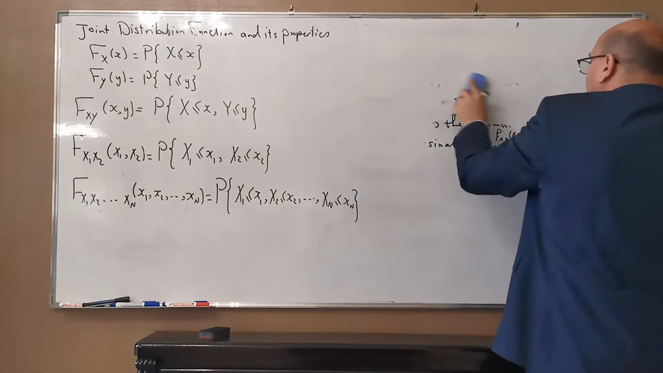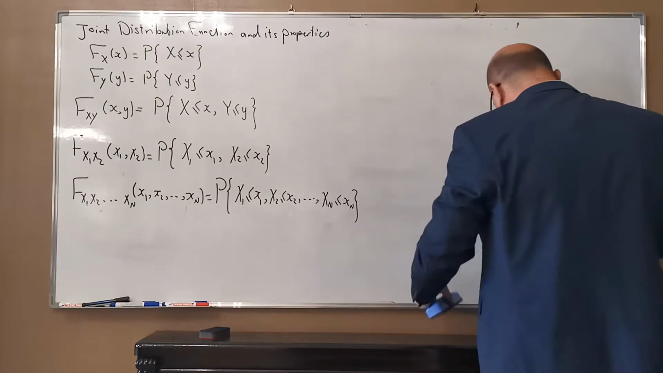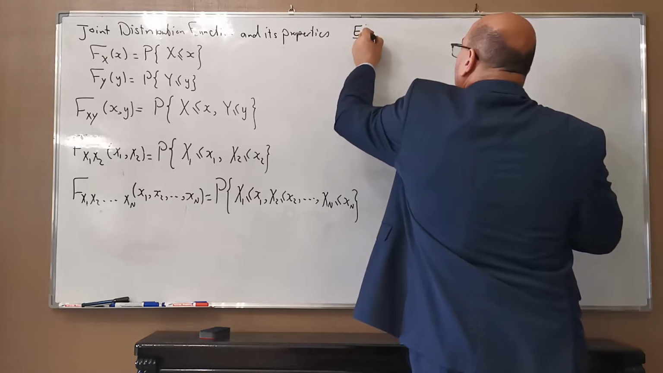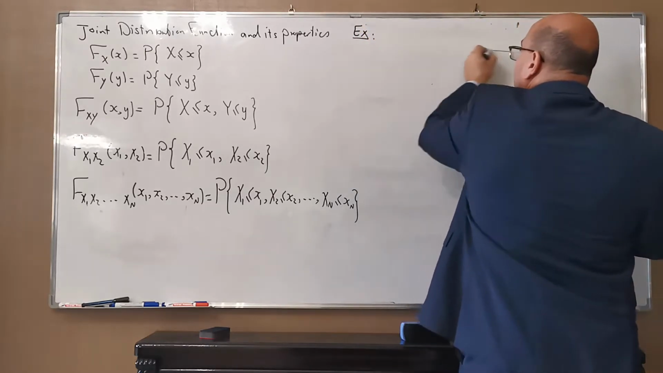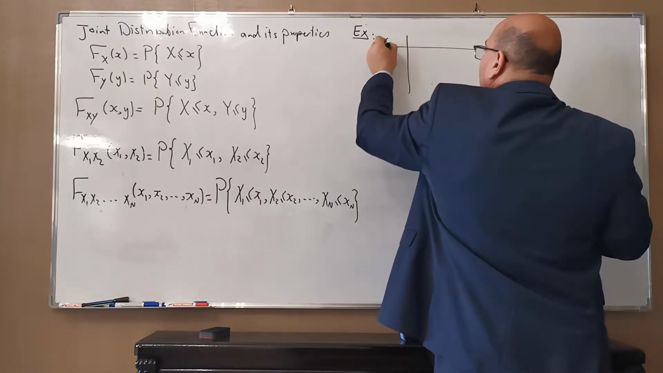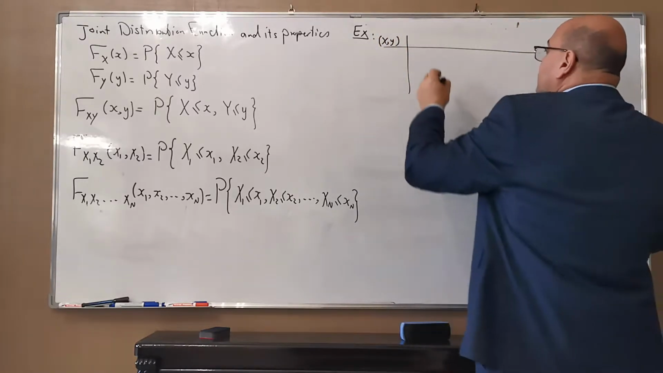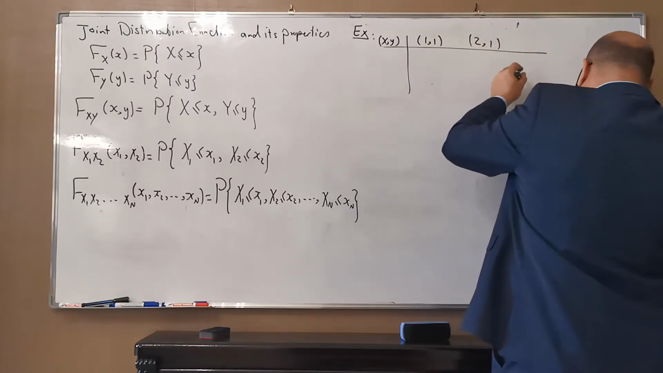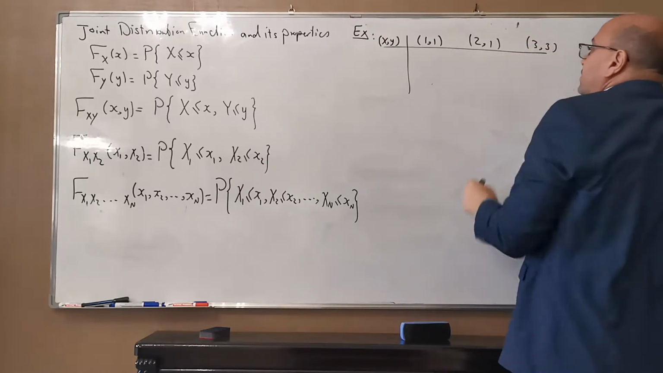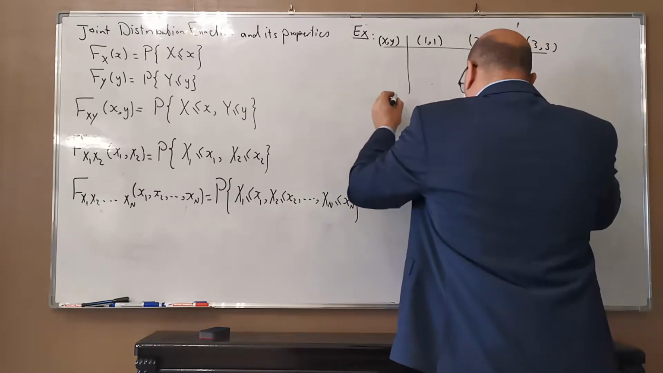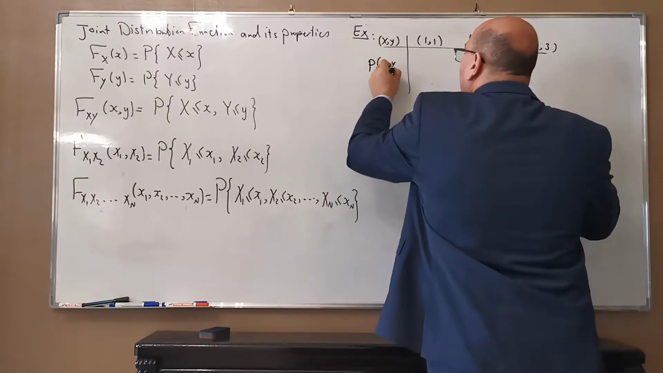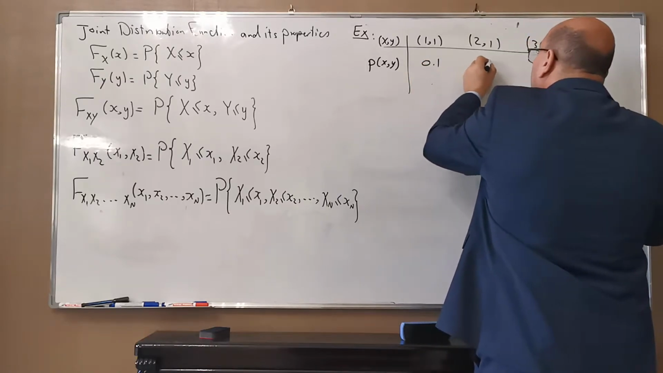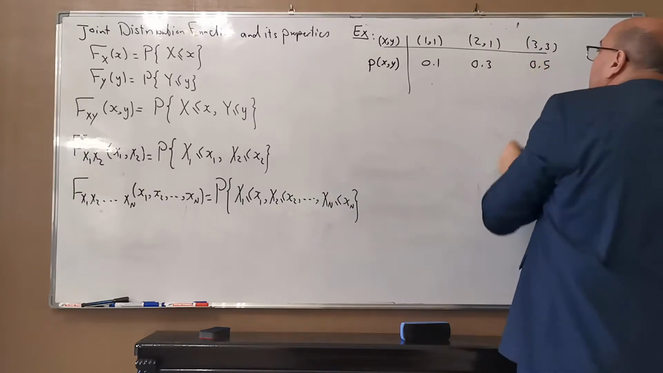Okay. Let's see how we are going to do this. If we have an example of values here, x comma y, a pair of values: 1 and 1, 2 and 1, another point, and 3 and 3. There are discrete random variables x and y, two dimensions, and we have the probability of x comma y equal to 0.1, 0.3, and 0.5.